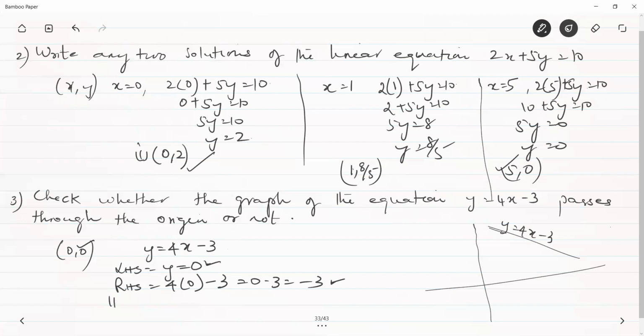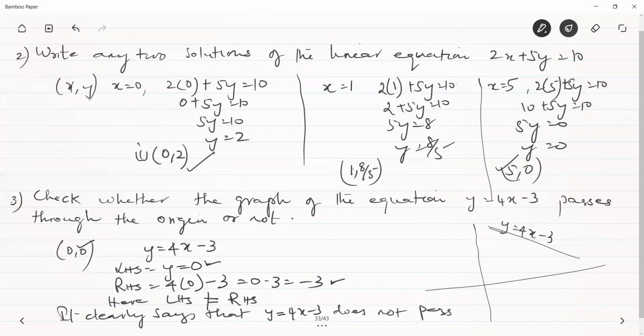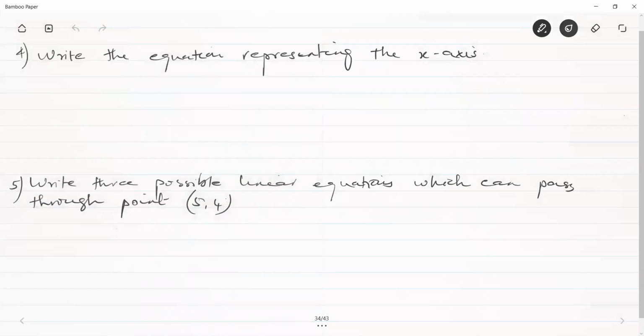So you can say here LHS is not equal to RHS. So it clearly says that y is equal to 4x minus 3 does not pass through the origin. Okay, clear? We'll go to the next.